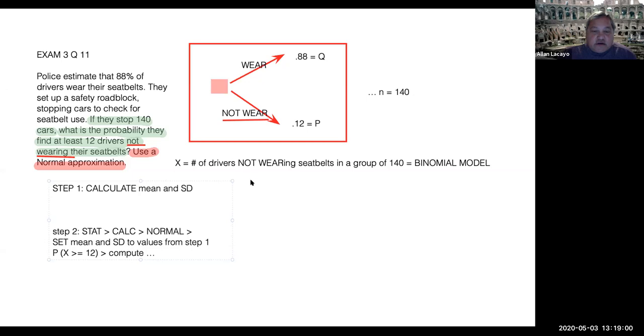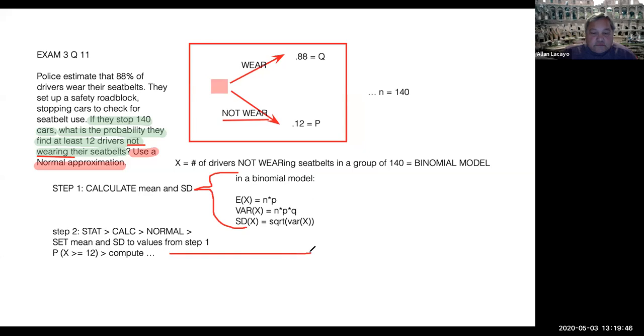So what are the mean and the standard deviation in a binomial? The mean is the expected value of x, which is n times p. Variance is n times p times q. The standard deviation is the square root of the variance. So that's what we're going to do first. And then second, we're just going to run the normal calculator and find out the probabilities therein.